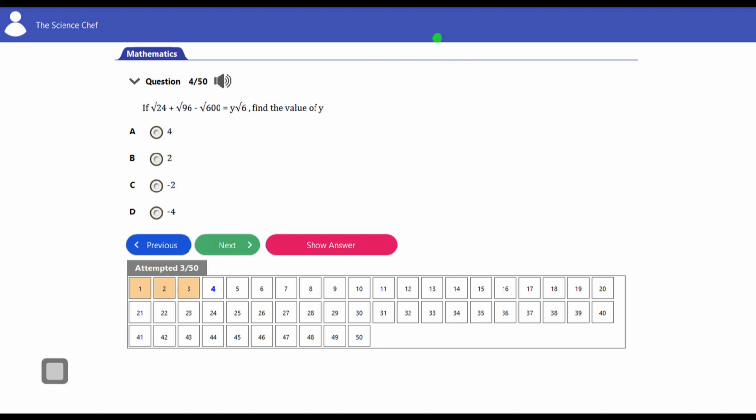Question 4. Root 24 plus root 96 minus root 600 is equal to y root 6. Find the value of y. Now this question is on surds, right? The base here, or the common factor here, is root 6. So we are meant to simplify these other surds such that they will give us root 6 as part of their simplified forms. So now root 24 is a multiple of 6 and 4, right? Those are the factors of 24. So 24 is the same thing as root 4 times root 6, right?